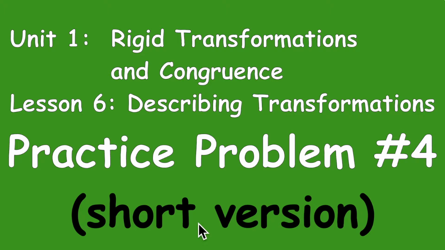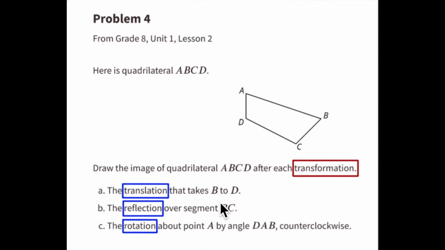This is the short version of practice problem number 4 from lesson 6, describing transformations, in unit 1, rigid transformations and congruence. This is a nice review of the 3 transformations that we've been studying: a translation, a reflection, and a rotation. So you're going to take the same quadrilateral, and this is a basic quadrilateral in that all 4 sides are different lengths and all 4 angles are different sizes.